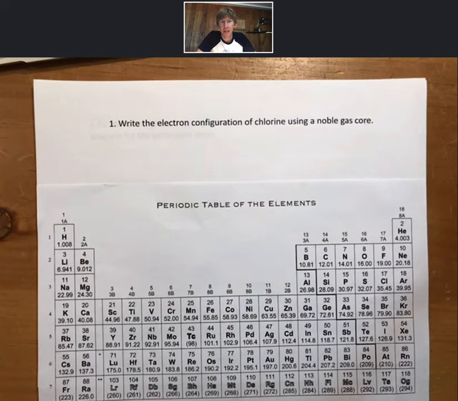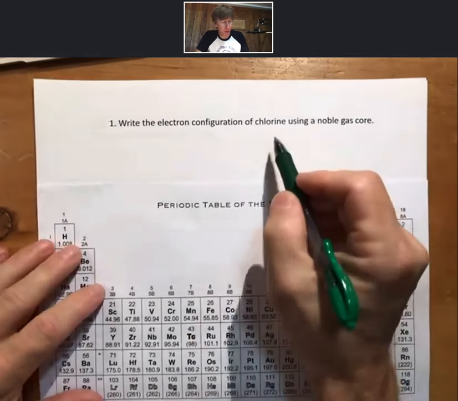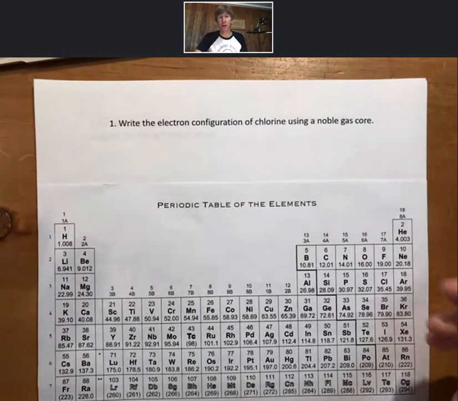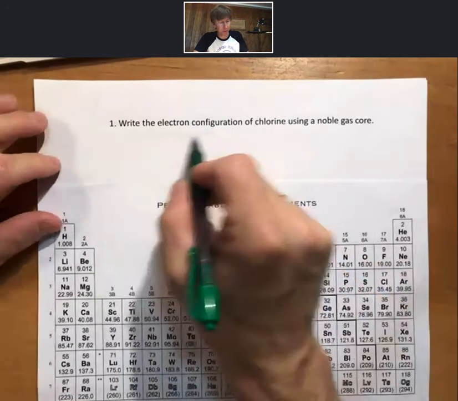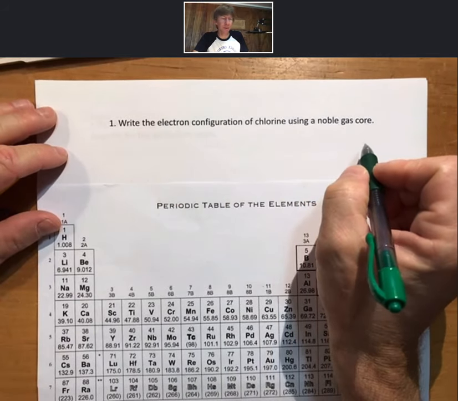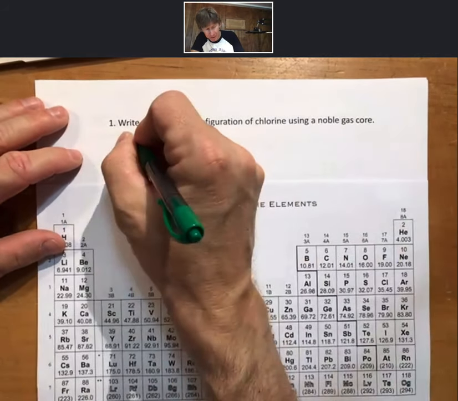This is lecture outline 9, Roman numeral 1, part 2, working on electron configurations. At the end of the last video, we did the electron configuration of chlorine the long way, without using a noble gas core. Let me do that first, and then we'll do the electron configuration of chlorine using a noble gas core.